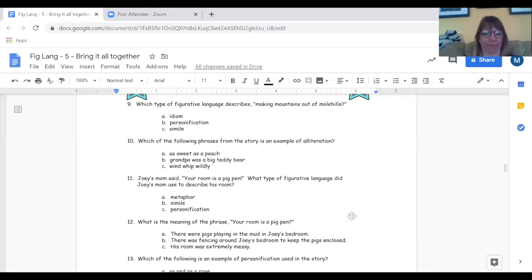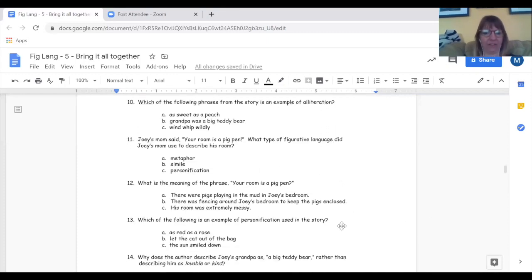It's a statement. What is the meaning of the phrase, your room is a pig pen? There were pigs playing in the mud in Joey's bedroom? Doubt it. There was fencing around Joey's bedroom to keep the pigs enclosed? I don't think so. His room was extremely messy. That is the one. All right.